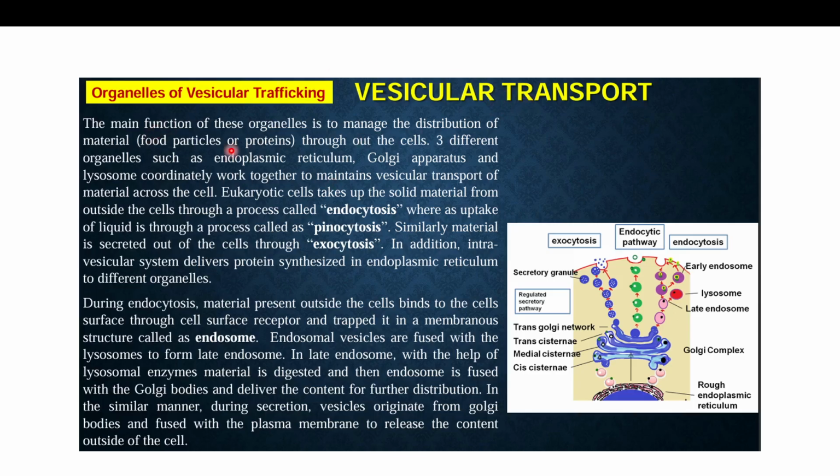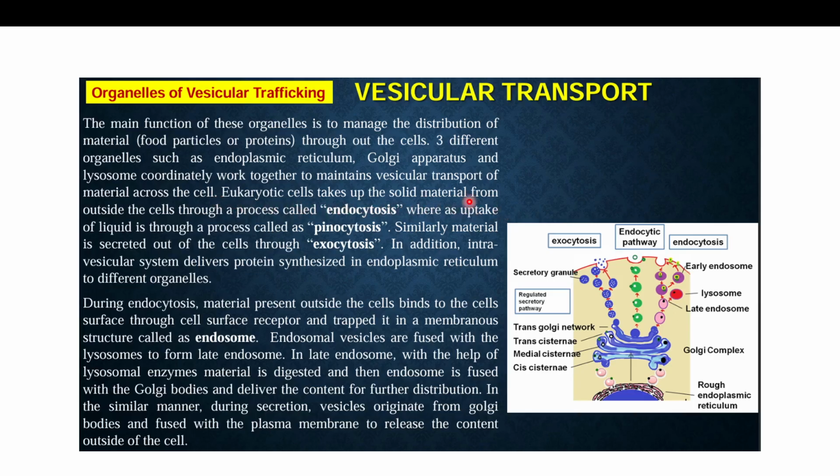We talk about the vesicular transport. What are the organelles mainly present in vesicular trafficking? It's mainly the ER, the Golgi apparatus, and lysosomes. So the main function of these organelles is to manage the distribution of material, food particles or proteins throughout the cells. There are three different organelles: ER, Golgi apparatus and lysosome, which coordinately work together to maintain vesicular transport of material across the cell.